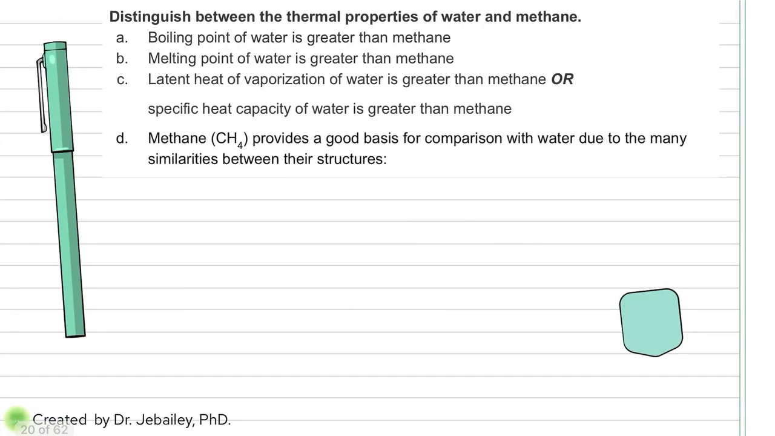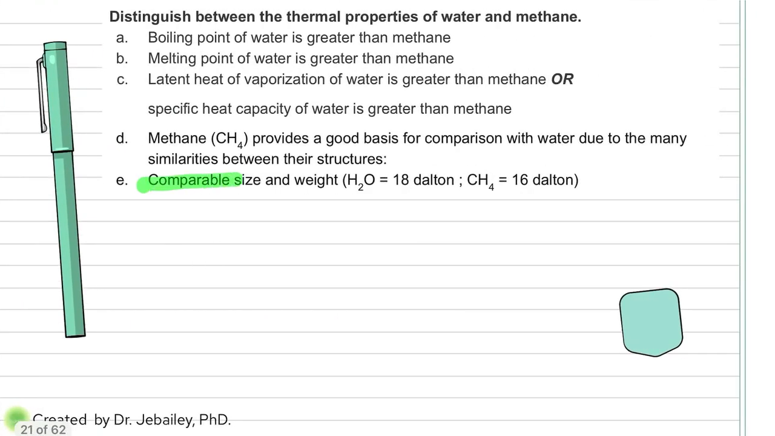Now, this is in this mark scheme, but it doesn't necessarily go with the others. Here it says methane provides a good basis for comparison with water due to many similarities in their structures. They're just saying that methane can be a good structure to compare with water. The reason is that they have the same kind of size and weight, right? They're very close. You can see it's 16, 18, so very close. So they compare to each other.